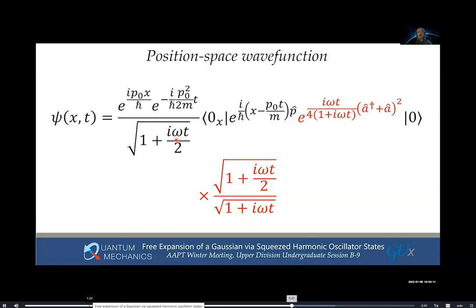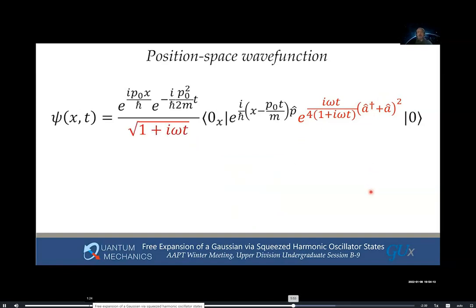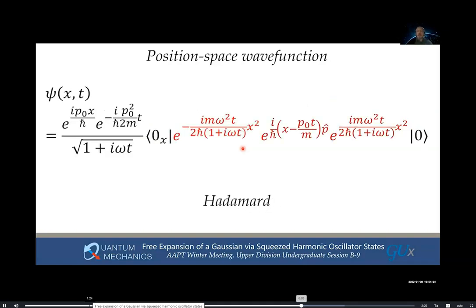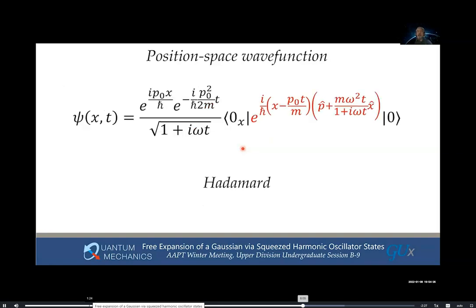So I get an A dagger plus A, different numbers again. And you see this factor will actually cancel this factor. And now I'm going to convert this into an X. And now I'm going to just multiply by 1 over here. And I'm going to recognize I have a Hadamard again. I can evaluate that Hadamard. I get this form. And now we're nearly done.